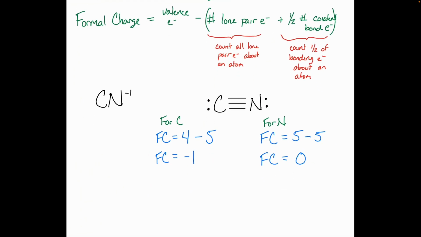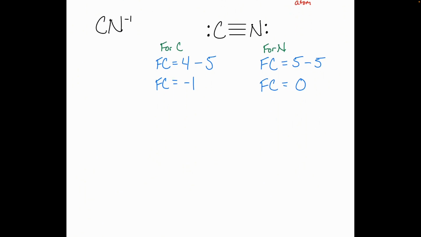All right, so let's do another one here. I want y'all to do this one from scratch. First, I'm going to give you this formula: SH with a -1 charge. And you need to draw me the Lewis structure of this ion right here.